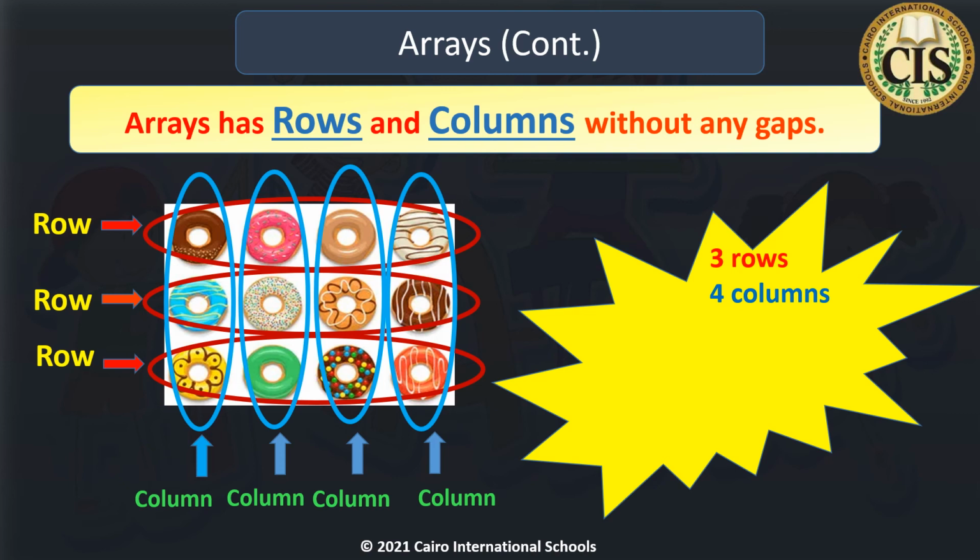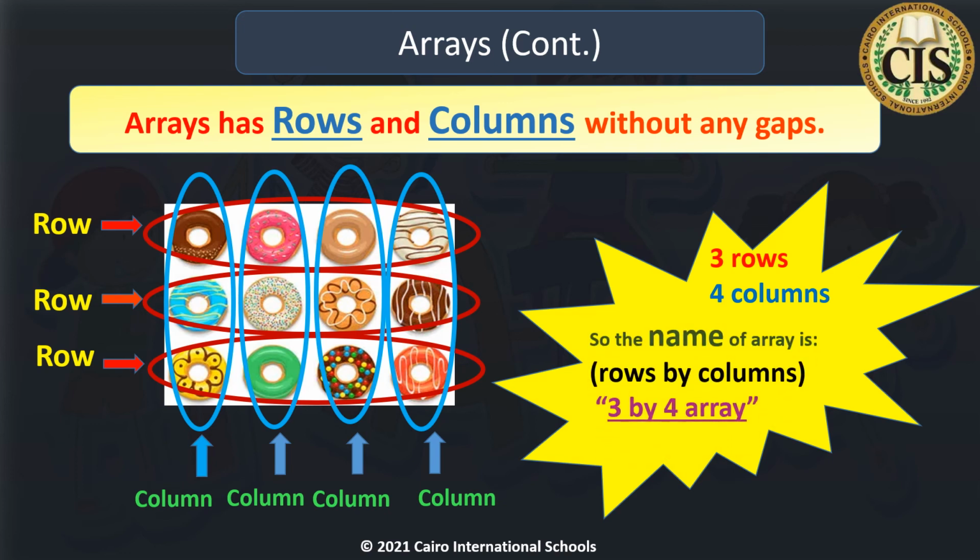Now, we want to give this array a name. Each array must have a name. So the name of the array is rows by columns. Pay attention, rows must come first.